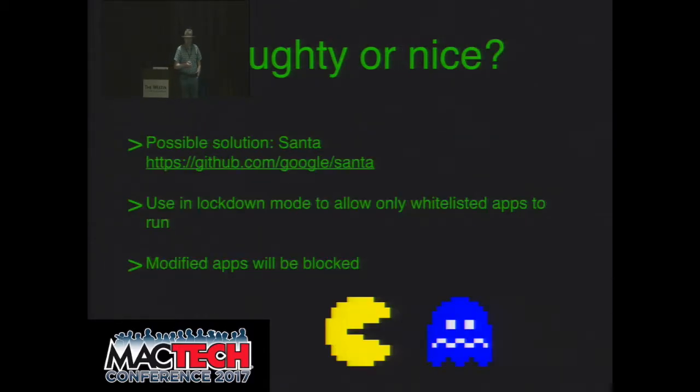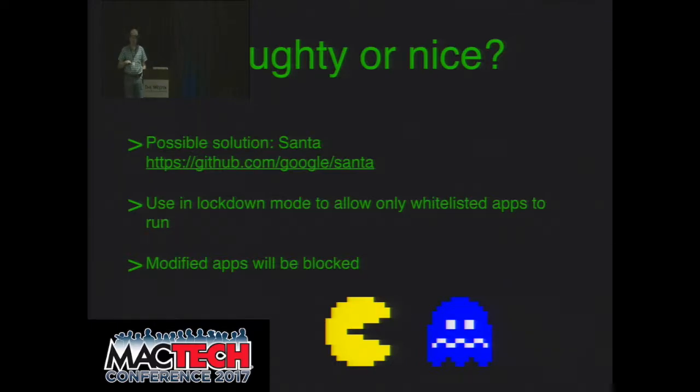So there is another solution, and there's going to be another talk on this later on in this conference, which I know Tremel talked about, and that is Santa from Google. This is a kernel extension that can do binary blacklisting and whitelisting, and it can do this based on code signature, among other things. That is very, very powerful, very, very useful. So you can use it in lockdown mode, and that will only allow the whitelisted applications to run. So you build up a list of which code signatures, which team identifiers are legitimate, and you pass those into Santa, give it that whitelist of all the legitimate code signatures.